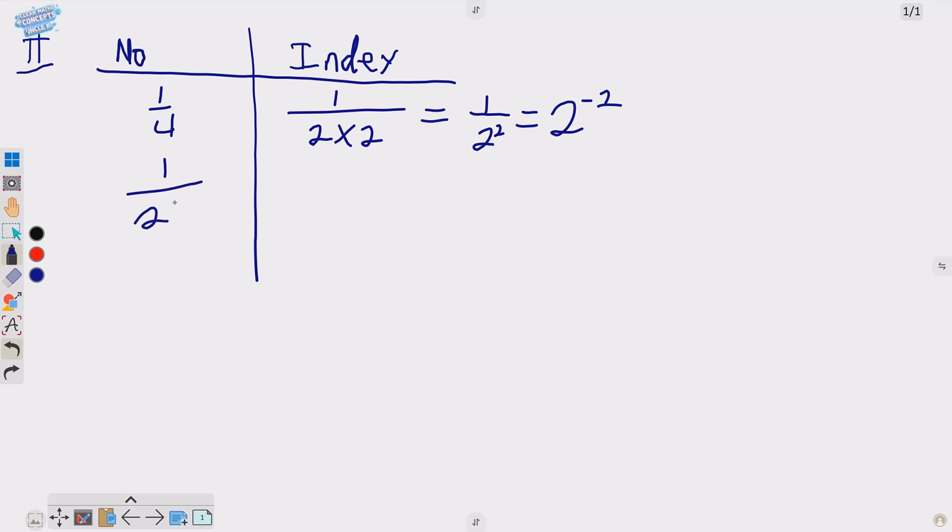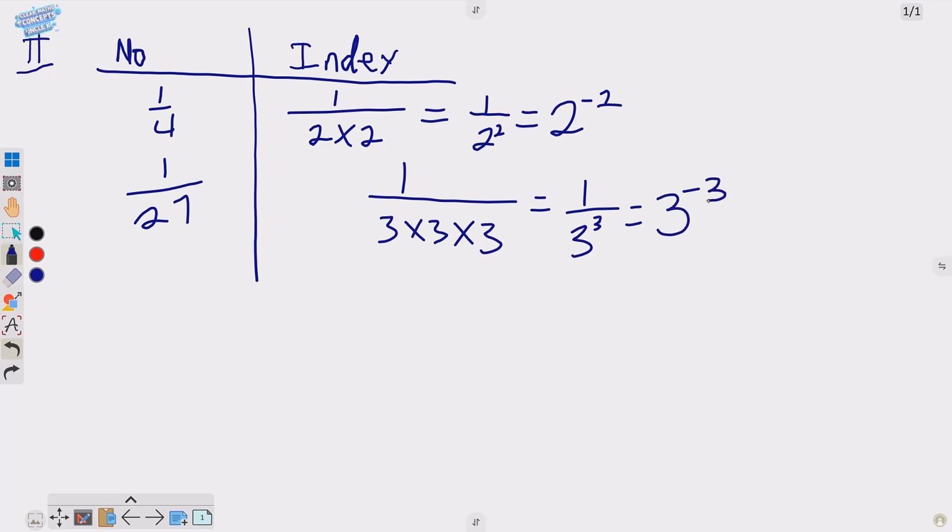So we have 1 over 27. This will just be 1 over 3 times 3 times 3. That's 1 over 3 raised to power 3, which is 3 raised to power minus 3. As simple as that. So when you see 1 over it, it becomes negative. I think those two are quite clear and enough.